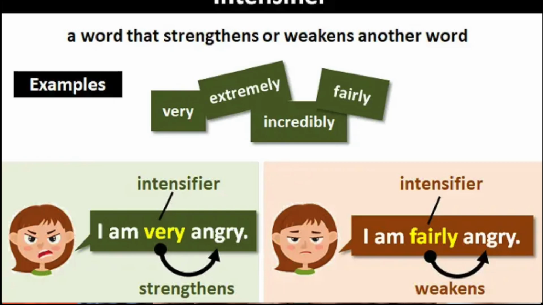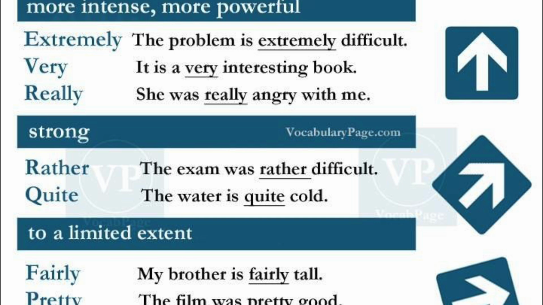So now, examples of these words include very, extremely, really, incredibly, highly. How to use them? For example, when you're saying cold, you can exaggerate it a bit and say very cold. Happy, very happy. Beautiful, really beautiful. Important, highly important.